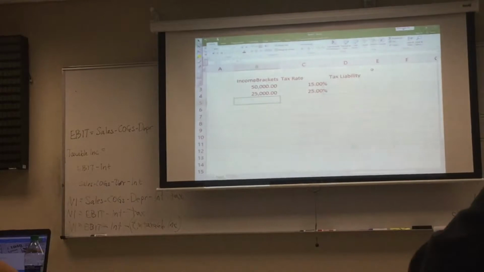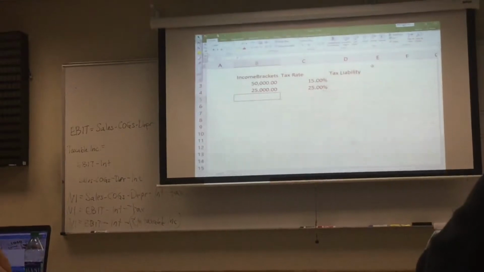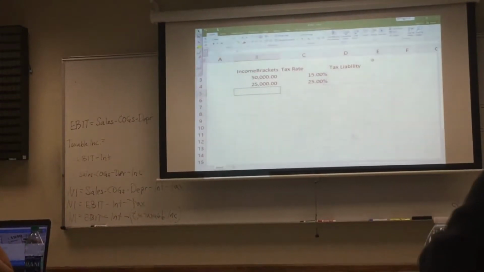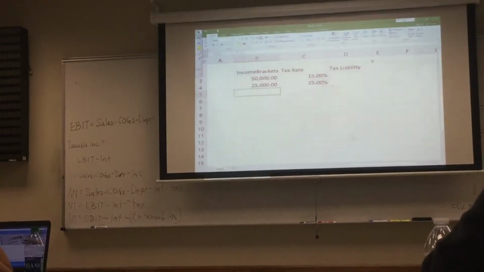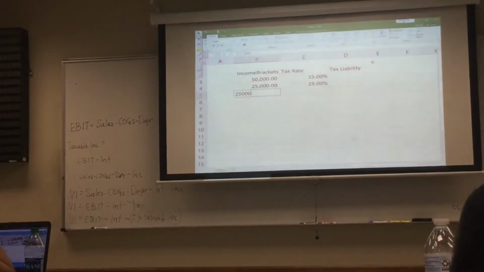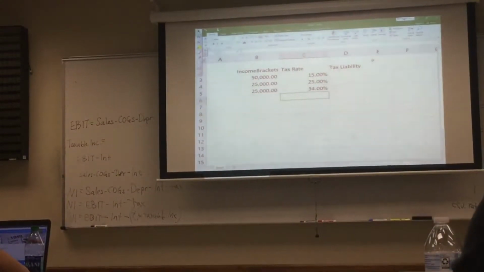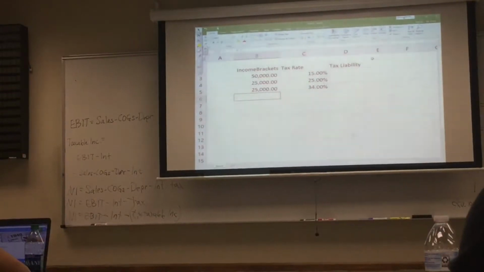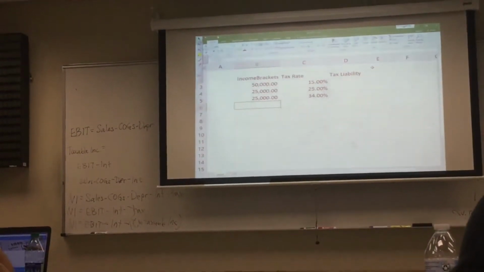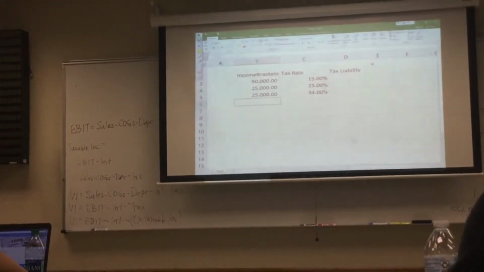The next tax bracket is from $75,001 up to $100,000, and I'll be taxed at 34%. So that's again $25,000 worth of income. I'll put in 25,000, and it's going to be at a tax rate of 34%. All right. Next tax bracket says from $100,001 to $335,000, I'll be taxed at 39%.